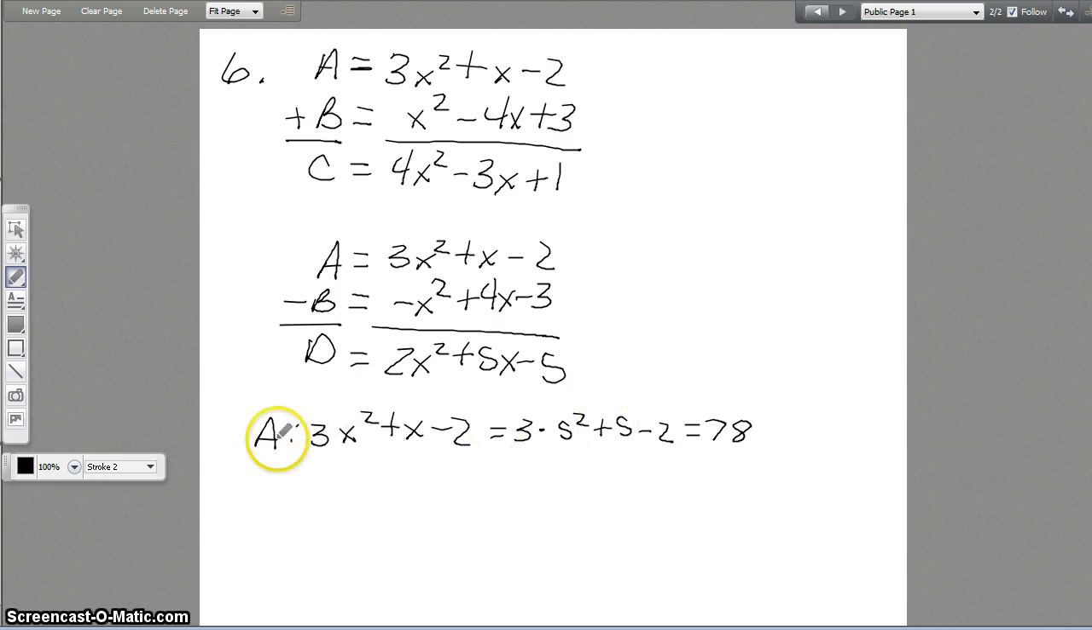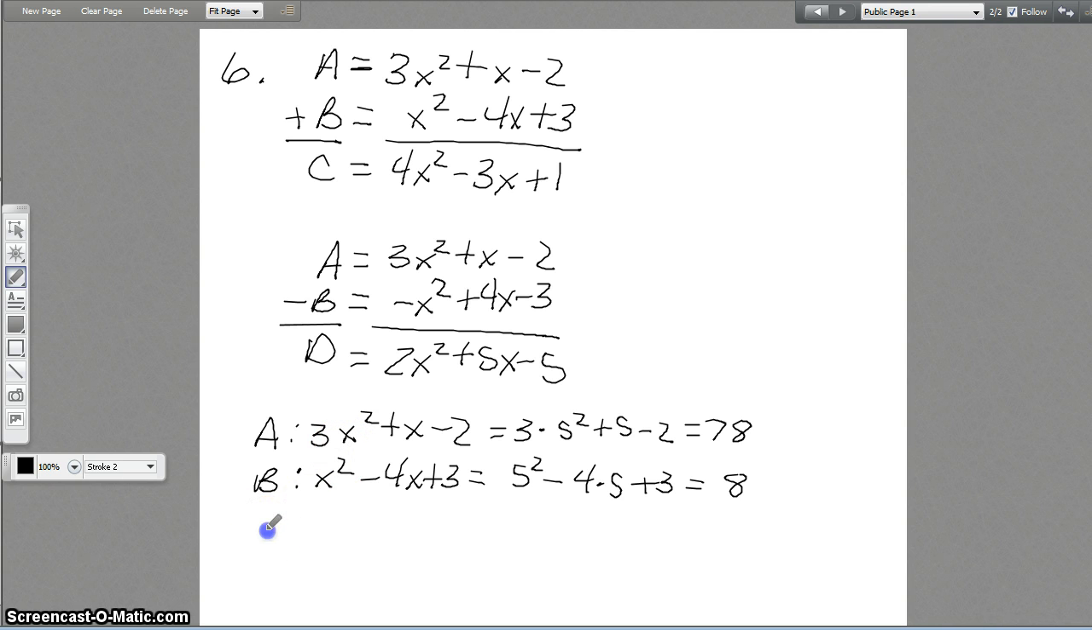Okay, so now polynomial B. Polynomial B is x squared minus 4x plus 3. We're going to plug in 5 in place of x. So we have 5 squared minus 4 times 5 plus 3. Okay, 5 squared is 25. 4 times 5 is 20, so 25 minus 20 is 5. And then we add 3 to it, so that is going to give us 8.